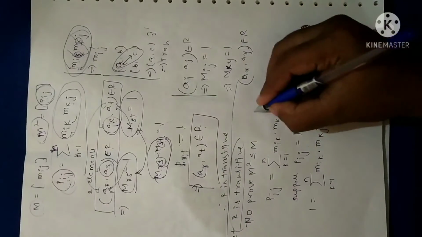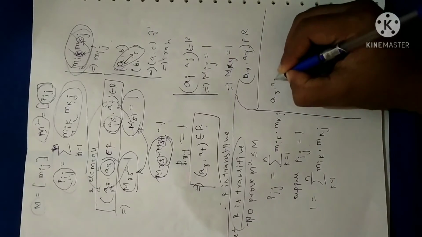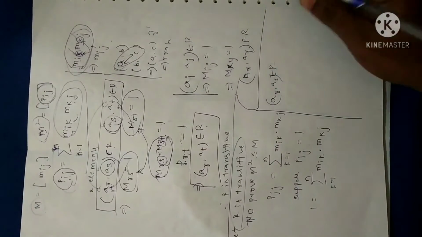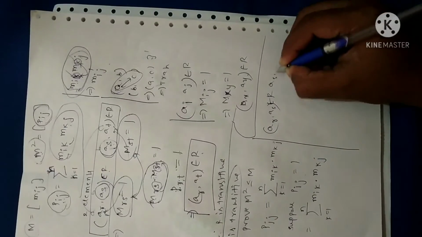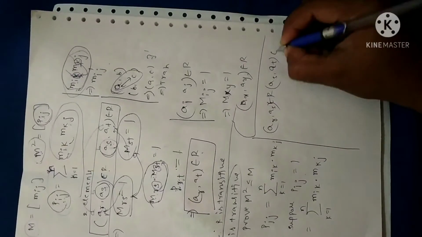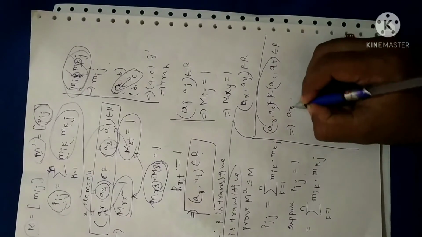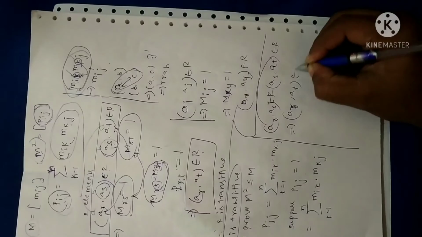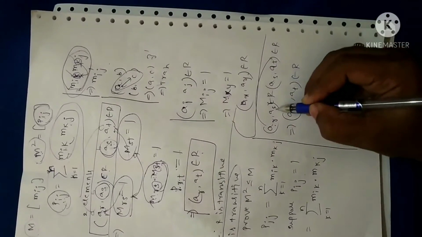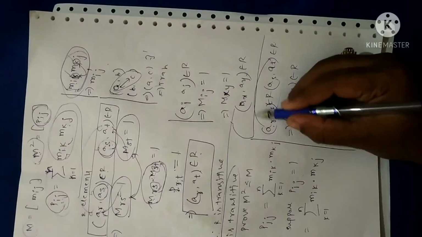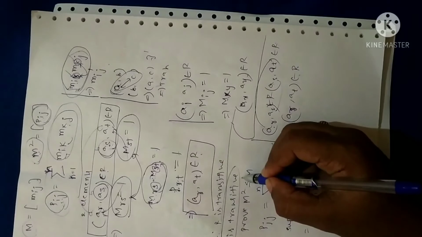Fine. Now, suppose R is transitive. As per the definition of transitivity, if (a_r, a_s) belongs to R and (a_s, a_t) belongs to R, that implies (a_r, a_t) should belong to R. This is what the definition of transitivity is. Why? Because R is transitive. That is what we have assumed.